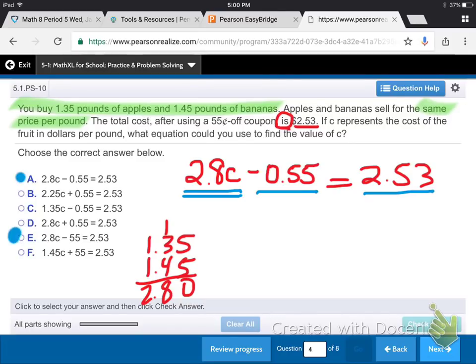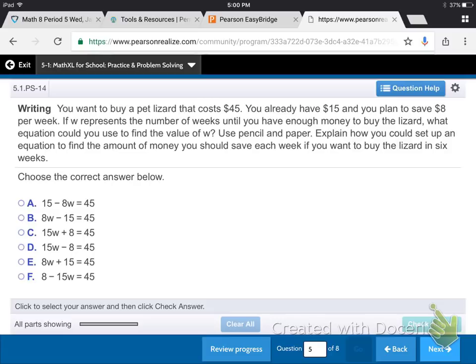Can you explain why the answer is not E? Why is it not E? Think about that for a minute. All right, we're getting there, boys and girls.